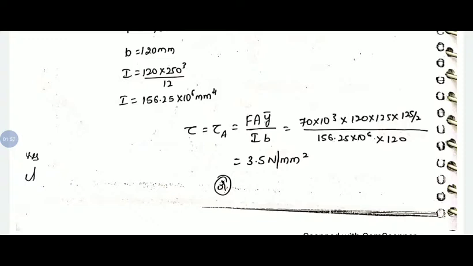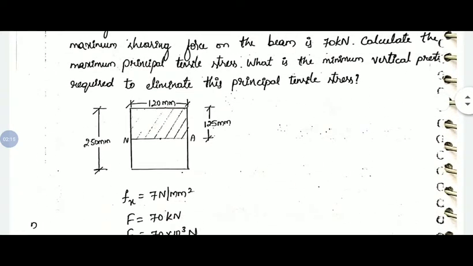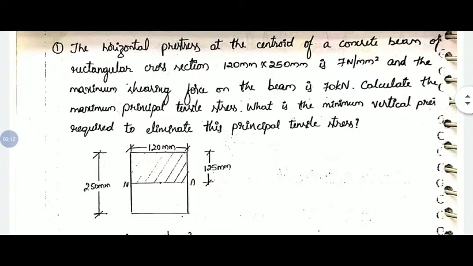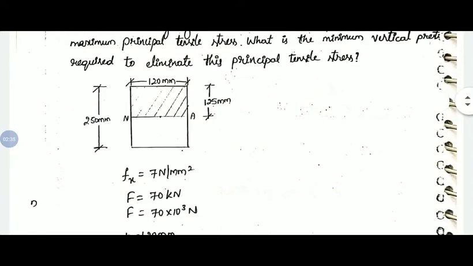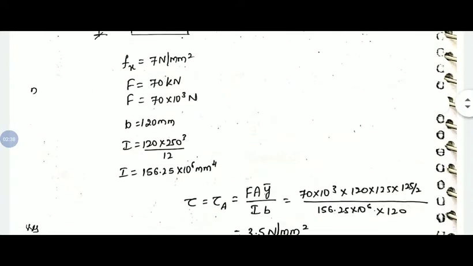So for that, tau equals F A y bar by I B. F is given as 70 into 10 power 3. Remember, here we are calculating with respect to the centroidal axis or neutral axis. You are applying the pre-stressing force at the centroid. So when you apply the pre-stressing force, the tensile stresses will develop at the top half portion of the section. So we are considering only this hatched portion for the calculation of tau value.